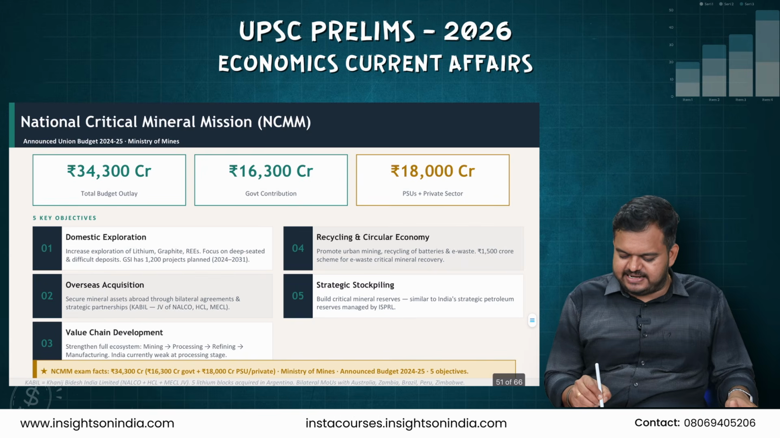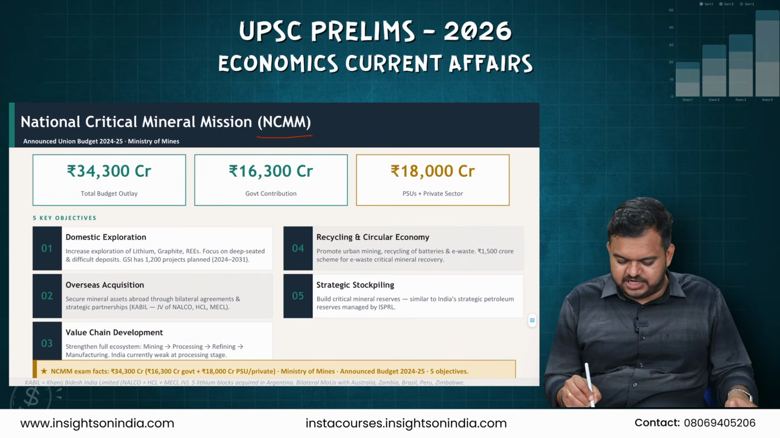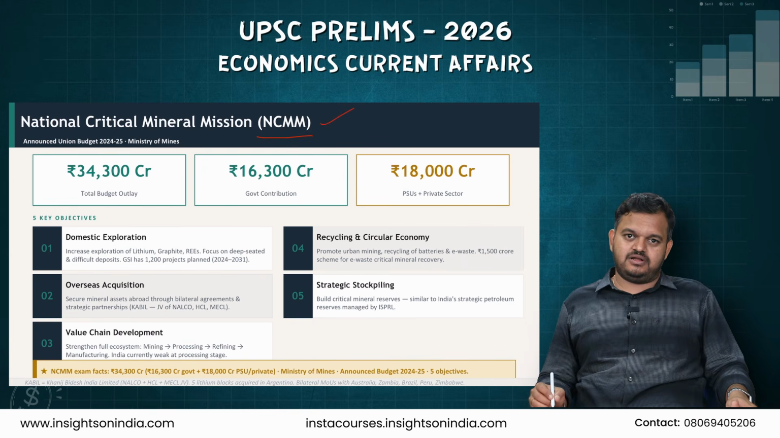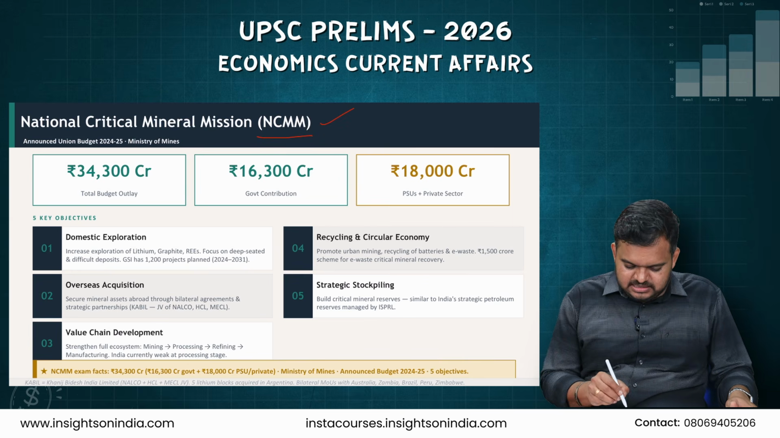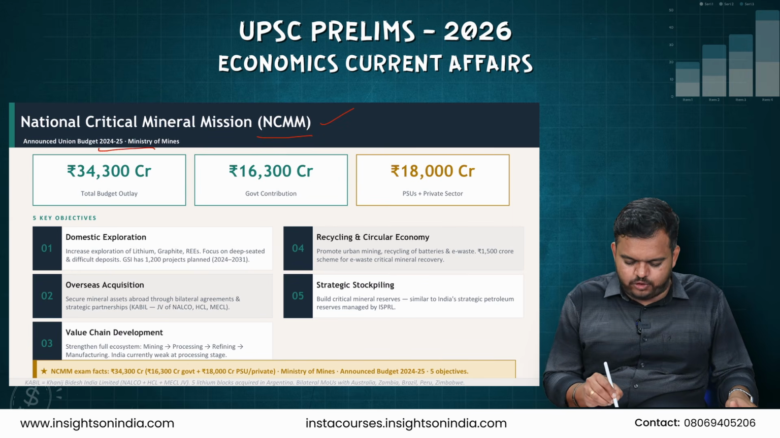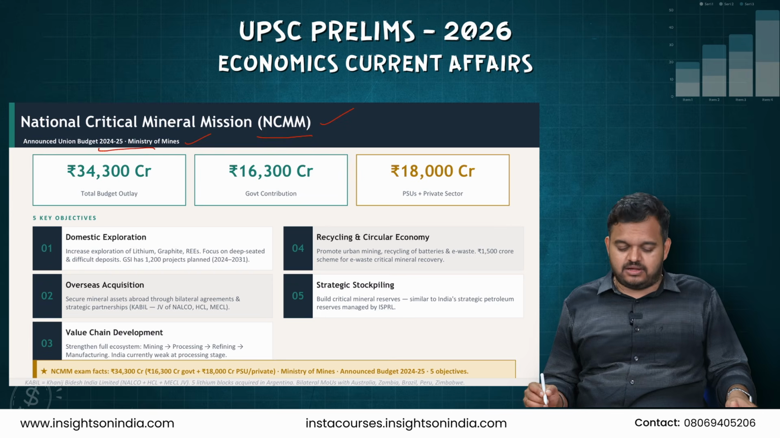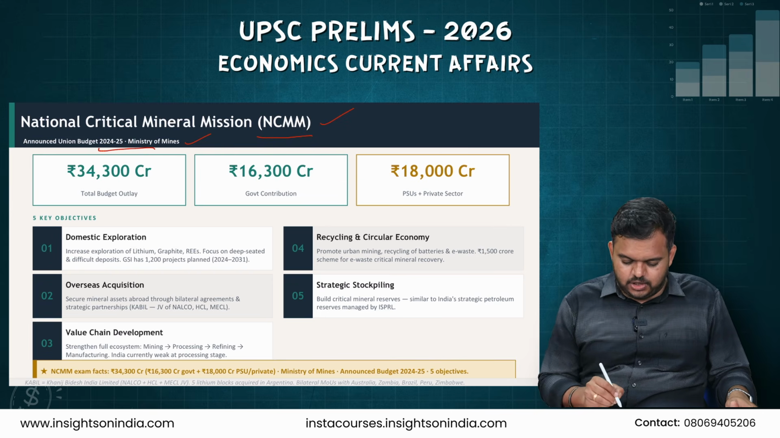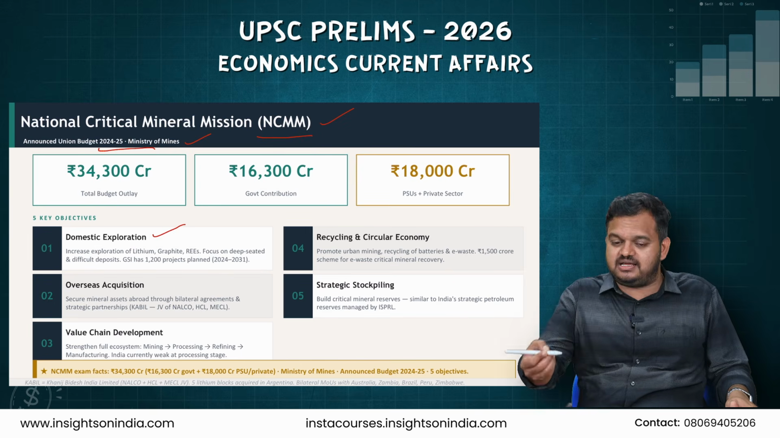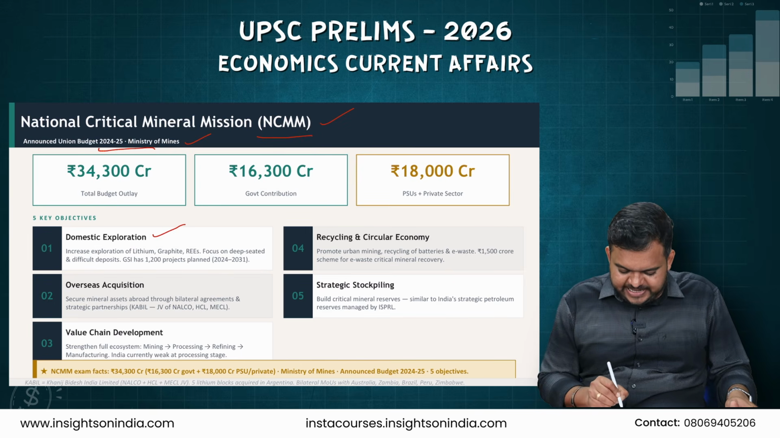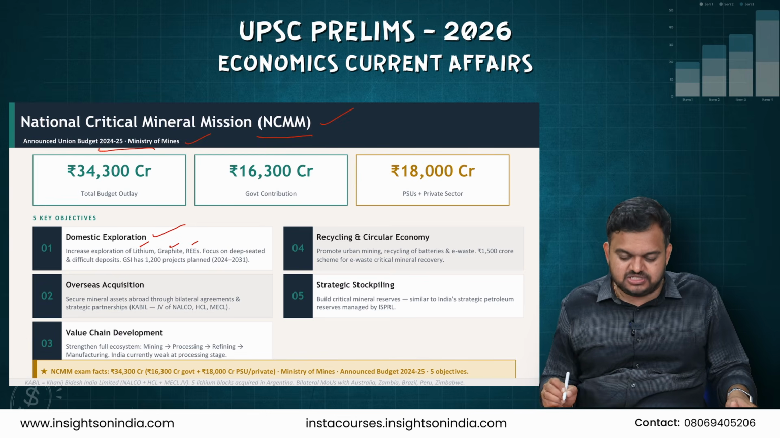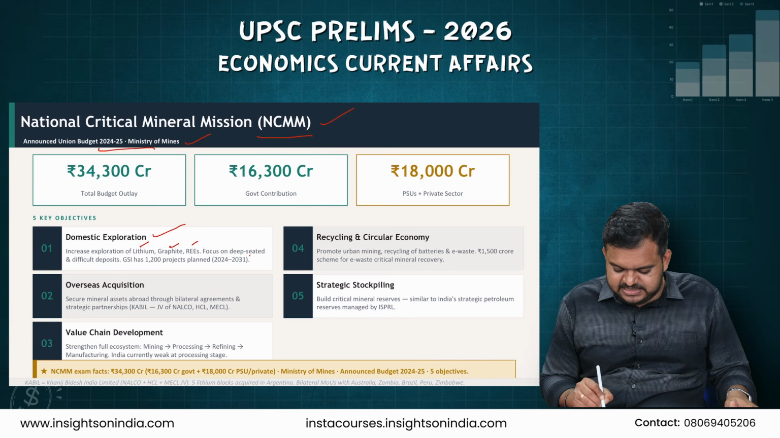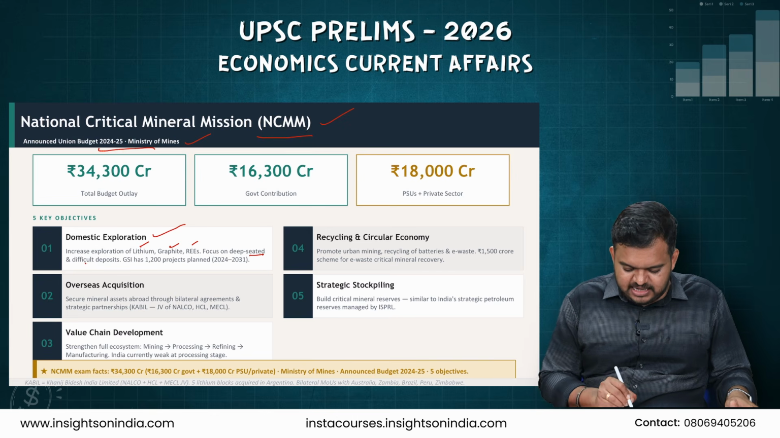There is a dedicated National Critical Mineral Mission. What is the mission about? This was announced in the 2024-25 budget, right? So what are the components of the mission? Domestic exploration, boosting the exploration, especially of lithium, graphite and rare earth elements, which are deep seated and difficult deposits.